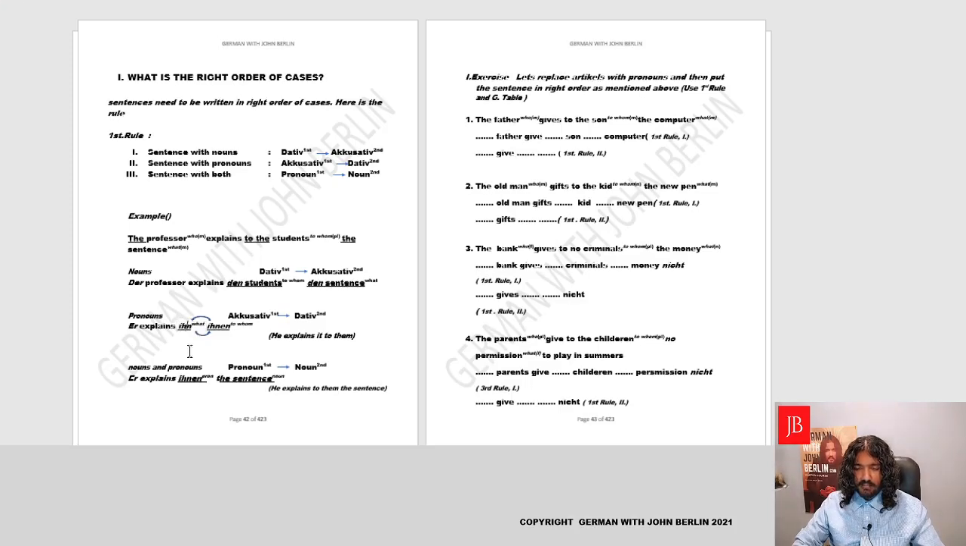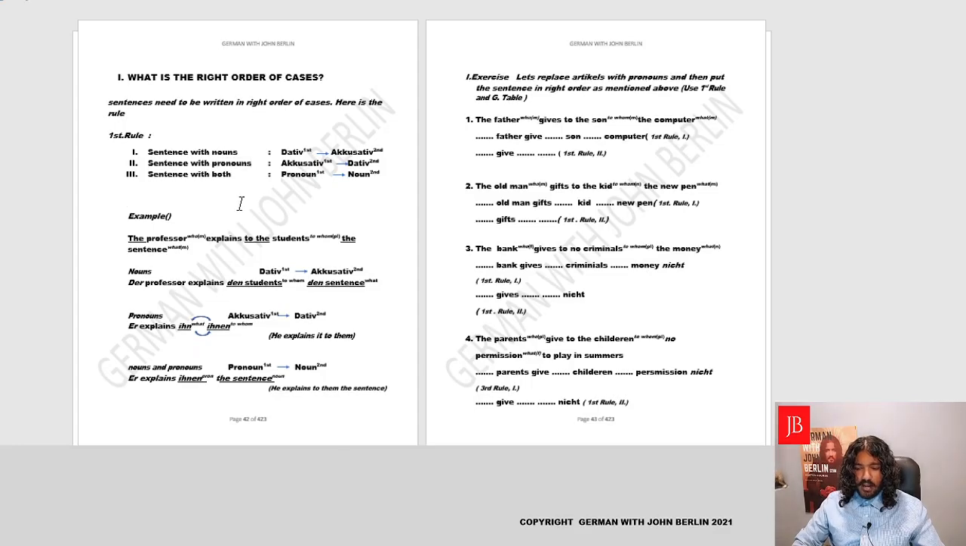He explains it. Now we'll go to the next, that's dative. To whom? To the students. Den Studenten. So instead of den, we'll change the article into pronoun. Instead of den, that's the dative den, we'll write ihnen. Perfect. So it becomes er erklärt ihn ihnen. He explains it to them. This is the right order when we talk about pronouns.